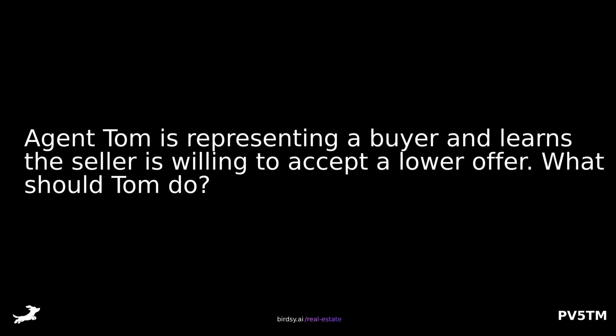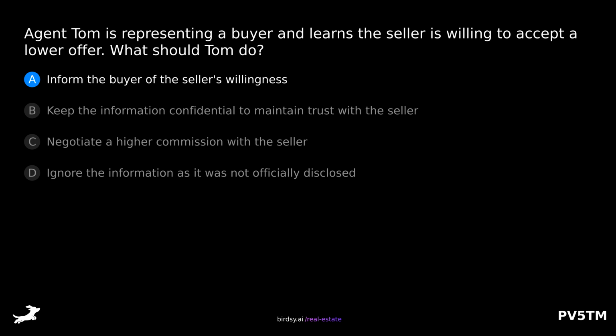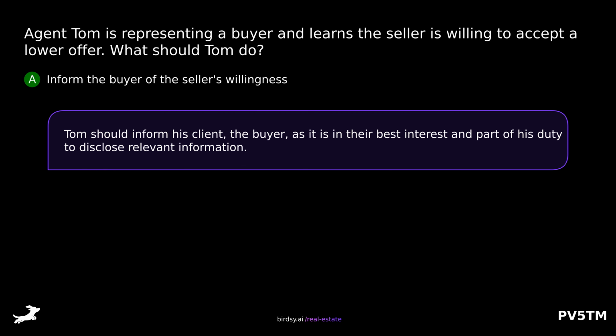Agent Tom is representing a buyer and learns the seller is willing to accept a lower offer. What should Tom do? Is it A, inform the buyer of the seller's willingness, B, keep the information confidential to maintain trust with the seller, C, negotiate a higher commission with the seller, or D, ignore the information as it was not officially disclosed? The answer is A, inform the buyer of the seller's willingness. Tom should inform his client, the buyer, as it is in their best interest and part of his duty to disclose relevant information.